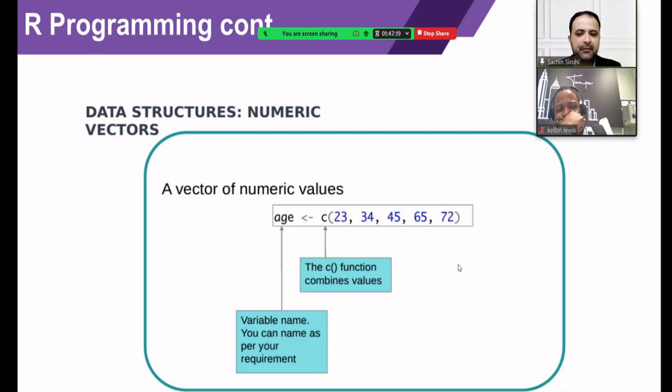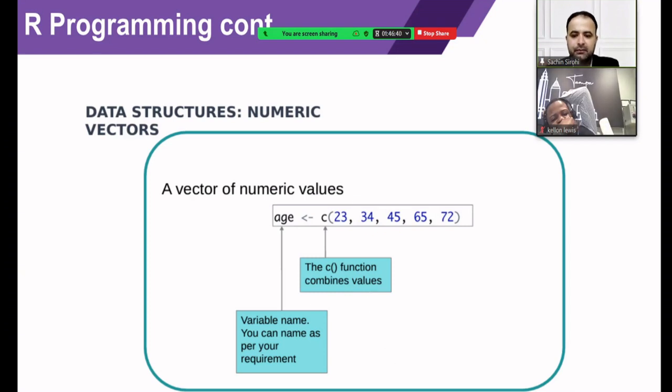If I want to store the information of the ages of a number of people, how can we do this? Similar to storing data in a database like SQL, but SQL is just a database to store the information. With a vector of numerical values, we can store multiple values like 23, 34, 45, 65. These are the values, this is the vector, and I store it in a particular variable. You can name it as per your requirement, and the C function combines the values.